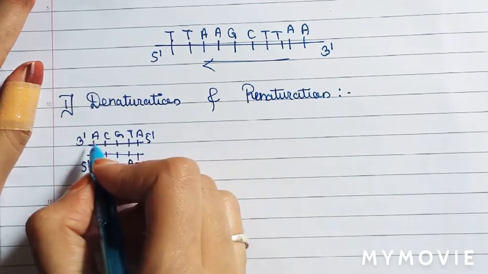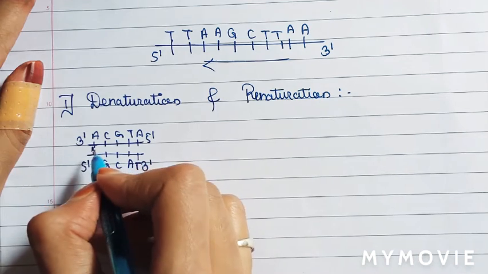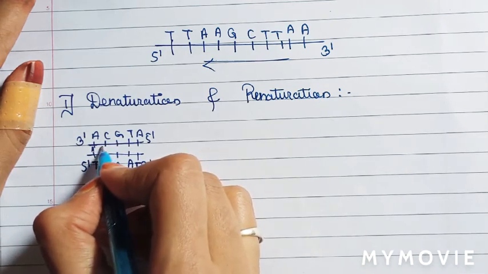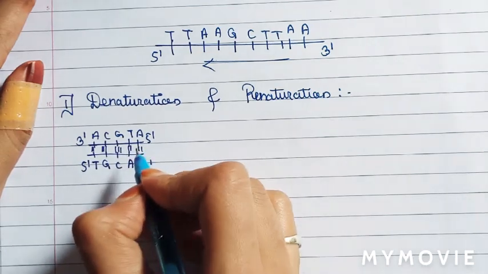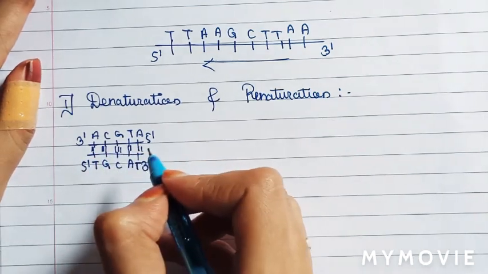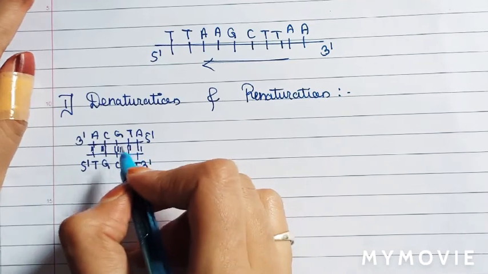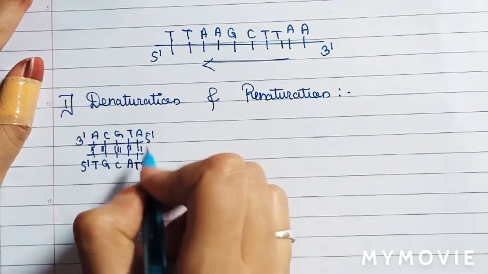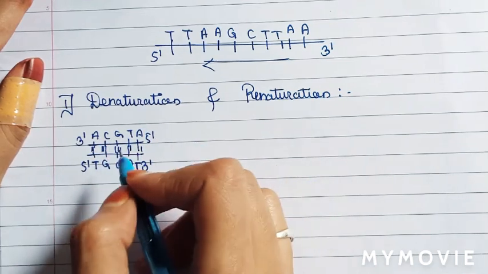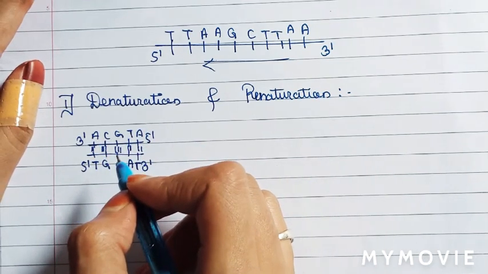Now we know that adenine and thymine have 2 hydrogen bonds, and cytosine and guanine have 3 hydrogen bonds. These hydrogen bonds are weak hydrogen bonds, meaning this hydrogen bond is a weak bond between these nucleotides or these nitrogenous bases.